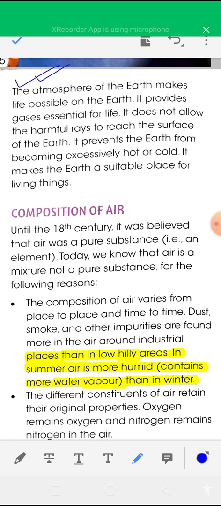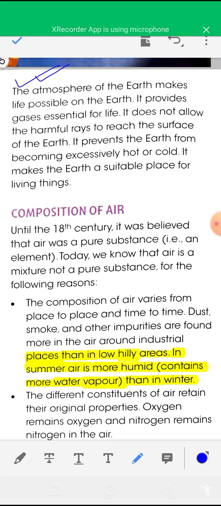The atmosphere of the earth makes life possible on the earth. It provides gases essential for life. It does not allow the harmful rays to reach the surface of the earth, and it prevents the earth from becoming excessively hot or cold, and it makes the earth a suitable place for living things.